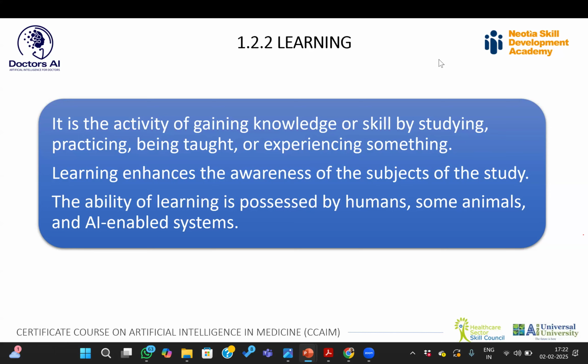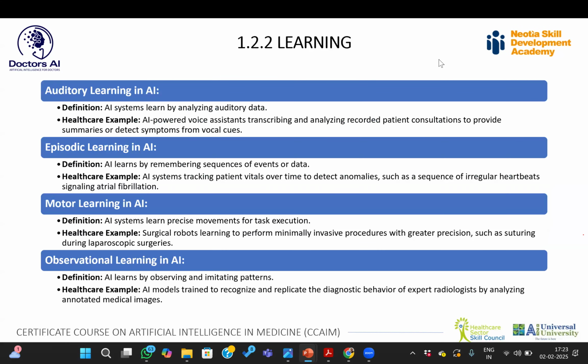So learning is something which you want your AI-enabled system to have. It should learn from practice. It should learn by asking it to memorize something. You teach it, you give it an instruction, or you make it experience something from which it learns. Again, what are the different types of learning that we have and that could be applied in AI?